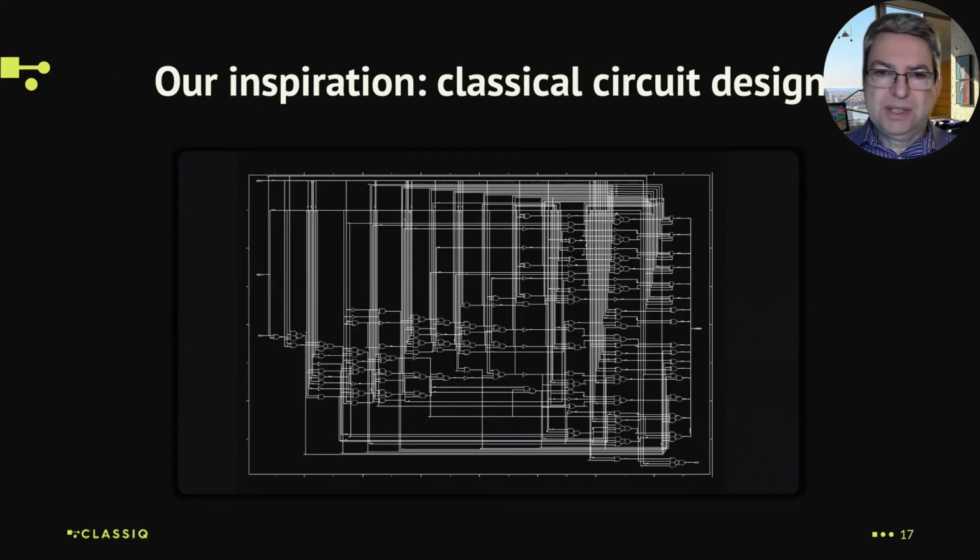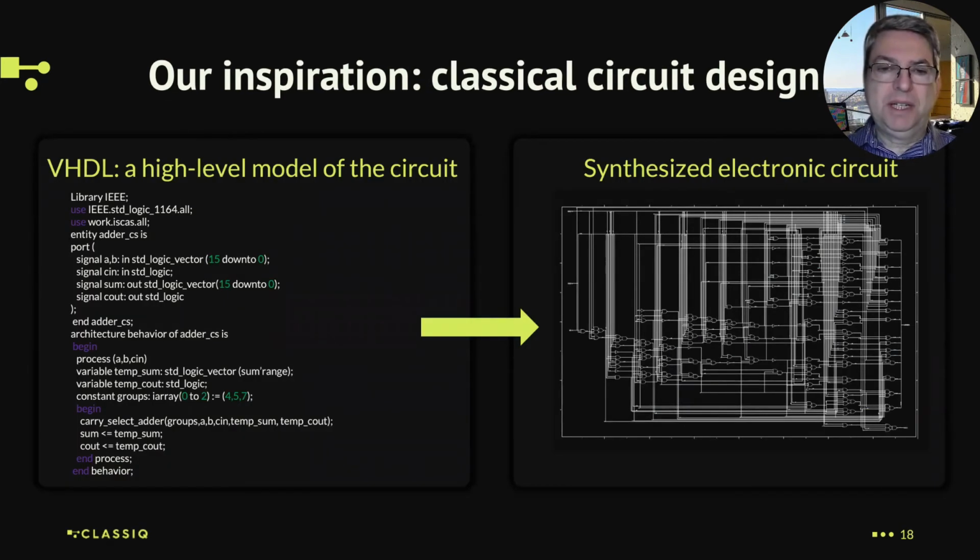When we set out to design this solution, our inspiration was classical circuit design. What you see here on the screen is not a quantum circuit, it's an electronic circuit of AND and OR gates. But even a circuit as simple as this is difficult to design by hand. How would I make a change here? How would I know what it does? Well, the solution that was developed over many years is high-level functional modeling.